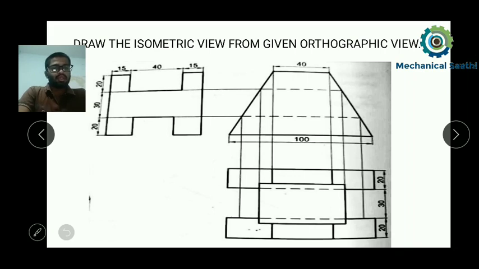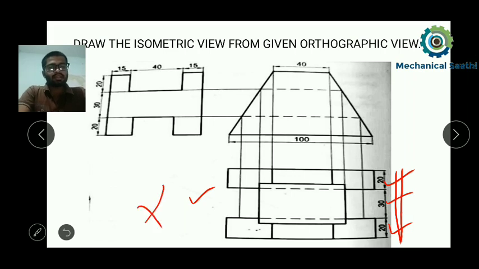Here, in this top view, this will be the width. It is given as 20, and this is 30, and this is again 20. By adding all these three dimensions we get 70. So the width is found out, that is 70, and if we see the front view here, we find that it is 100. So first we need to draw a rectangle which has length 100 and width 70.